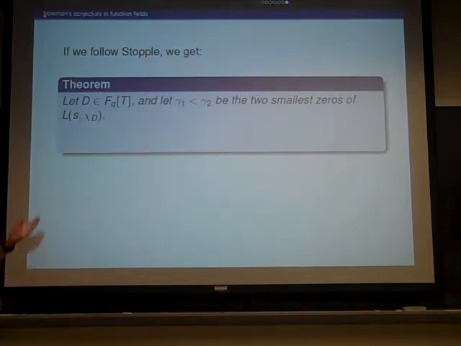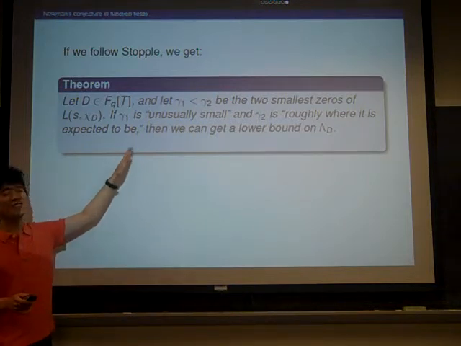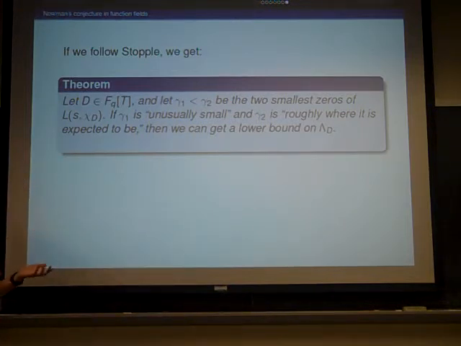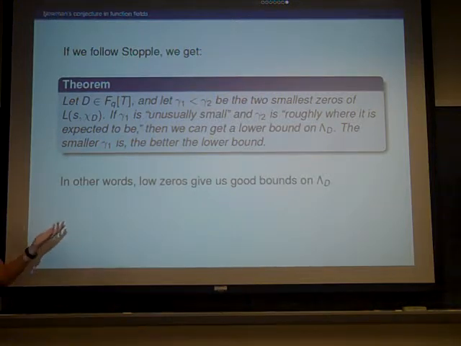In general, we get the same principle that Stoffel had when he was looking at the number field case. In other words, you look at the small zeros, and that can give you information on lower bounds for the constant. In this case, if the first zero is unusually small, and the second zero is roughly where we expect it to be, then we do in fact get a lower bound on the constant. So low zeros give us good bounds on lambda_D, just like in the number field case.